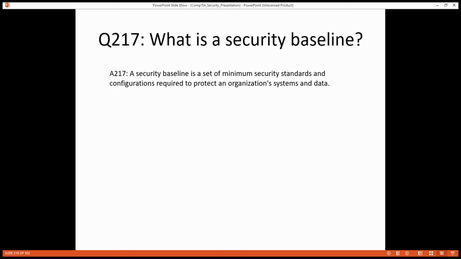Q217. What is a security baseline? A217. A security baseline is a set of minimum security standards and configurations required to protect an organization's systems and data.